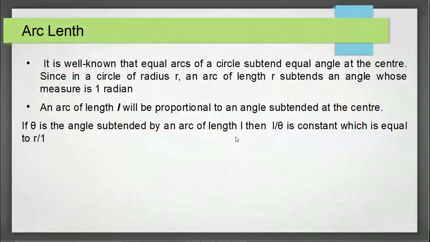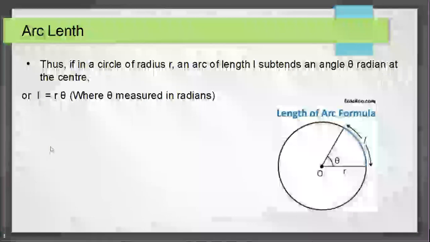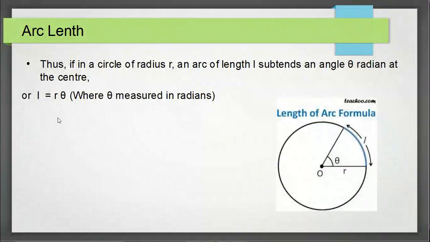That's why if you write theta here, this theta should be in radian measure only, because we have taken here r by 1, where 1 is a radian measure. Thus, if in a circle of radius r, an arc length L subtends an angle theta radian at the center, we have L is equal to r into theta, where theta is measured in radians.